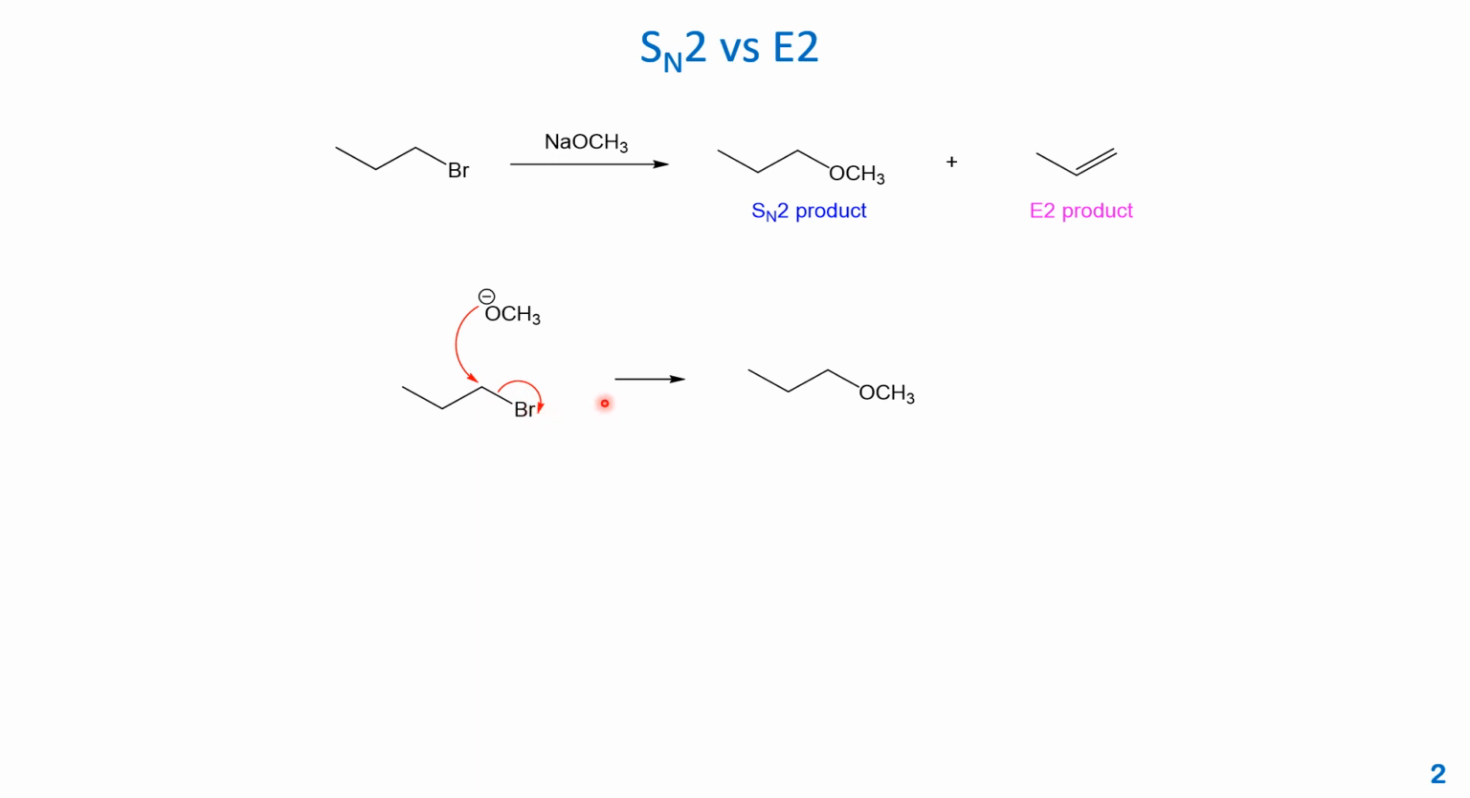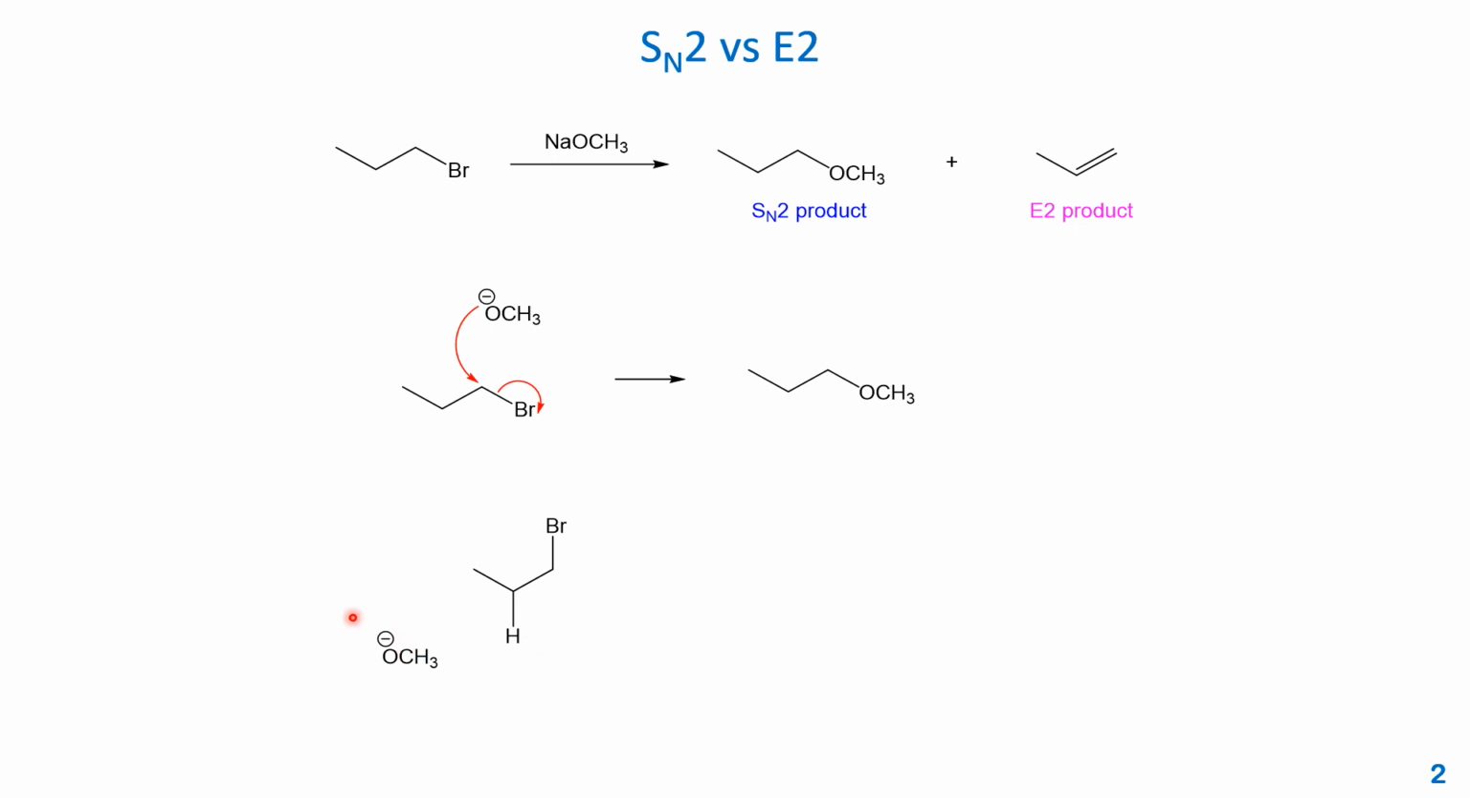Now let's look at the E2. You may notice that I draw this hydrogen here. We call this carbon the alpha carbon, which is connected to this leaving group. You can also notice that I move this leaving group up, and this hydrogen is down. So this is called anti-periplanar. In 3D space, it's the anti position. And this is required for the E2 reaction.